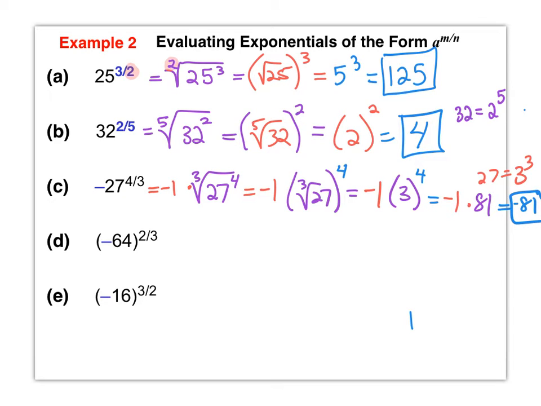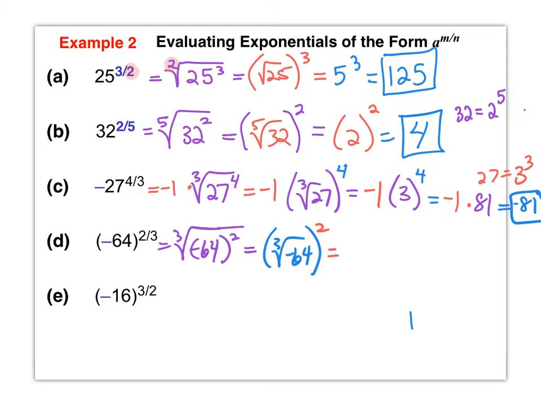Example D, negative 64, the quantity raised to the 2/3 power, can be written as the cubed root of negative 64 to the 2nd power. We can do the cubed root of negative 64 first and then raise that result to the 2nd power. The cubed root of negative 64, find that quantity and then raise the result to the 2nd power.